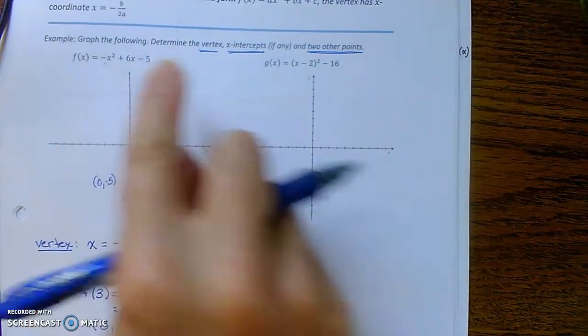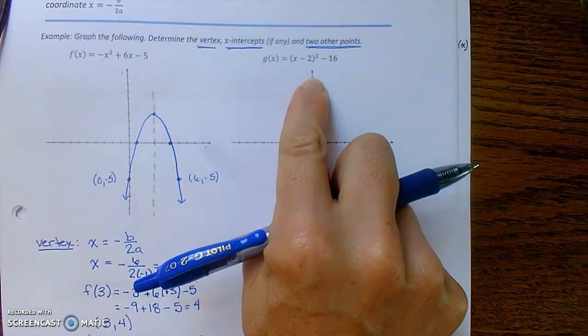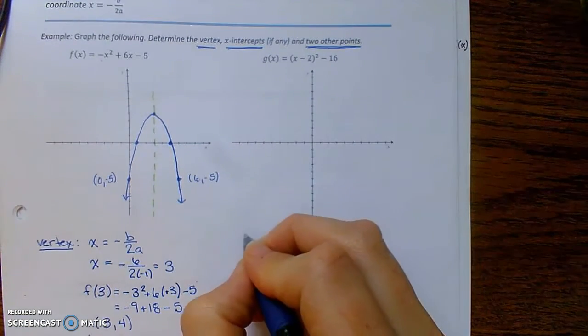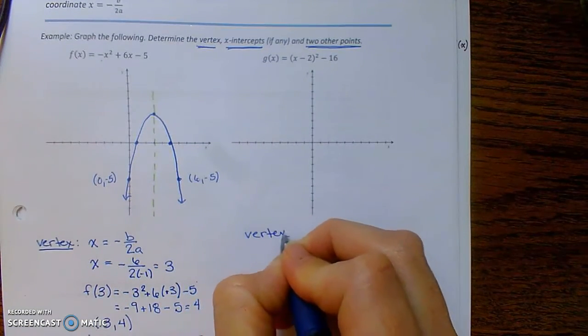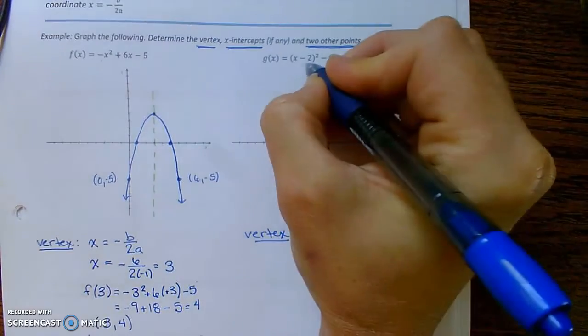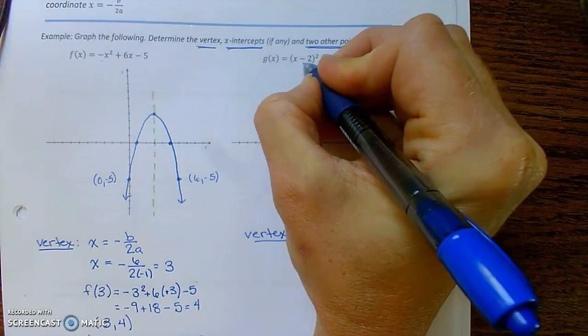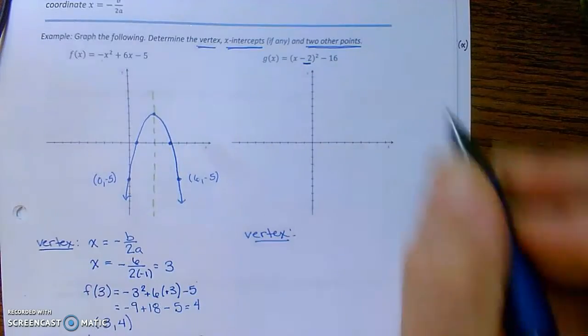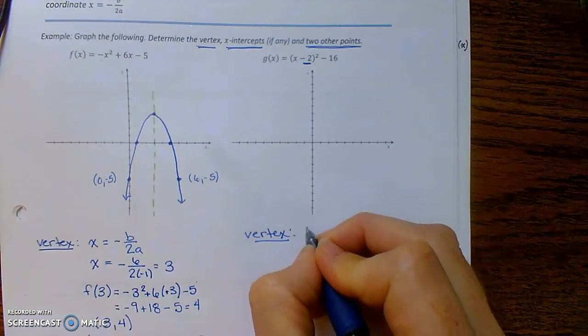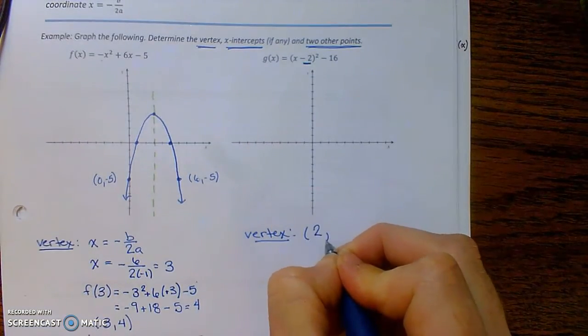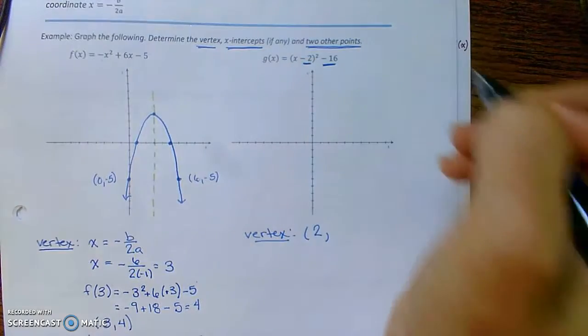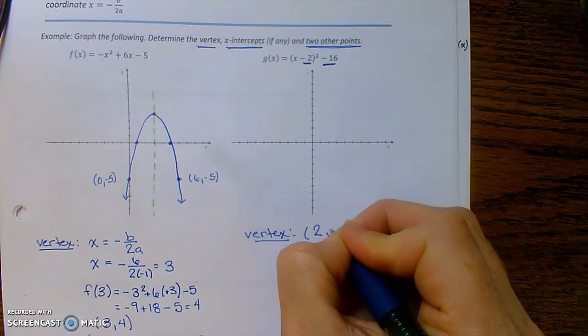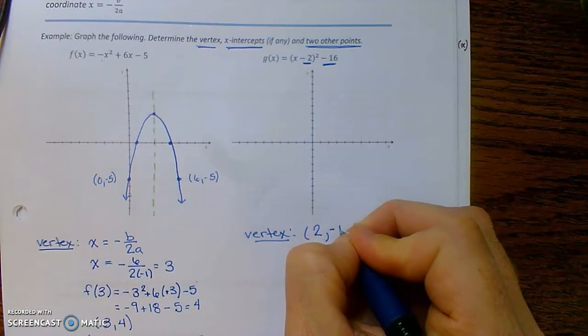Again, this one was in standard form. This one over here is in vertex form, so it's a little bit easier for me to calculate the vertex. The x-coordinate is the opposite of this number, so x minus h. So the x-coordinate will be a positive 2. And then this number here represents the y-coordinate, negative 16.